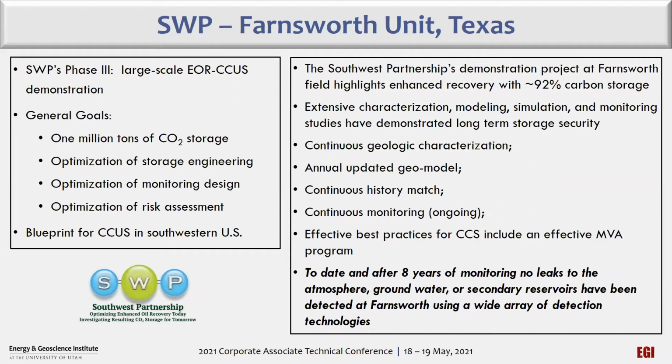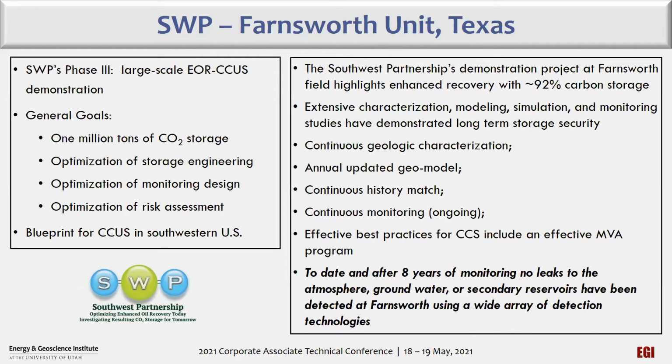So what are or were the SWP goals for the Farnsworth unit? Here on the left, we see the programmatic goals for the DOE, at least 1 million tons of CO2 stored, not just injected, but actually stored. That's the DOE's idea of commercial scale storage.